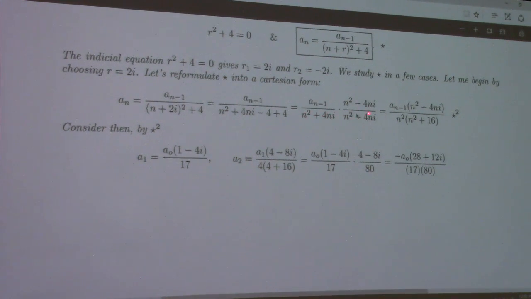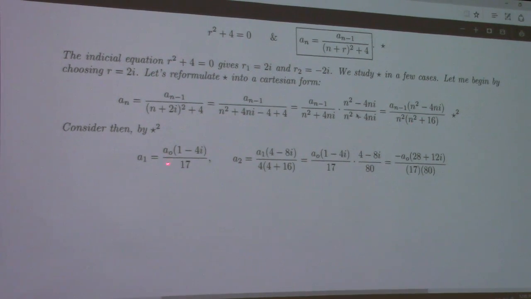Now, what I'm doing is multiplying by n squared minus 4ni. I'm multiplying by the conjugate of the denominator so as to make it into Cartesian form. In other words, to put the i upstairs. And there's the Cartesian form of the recurrence relation. That's convenient for me to actually recurse on, because that will produce these terms.